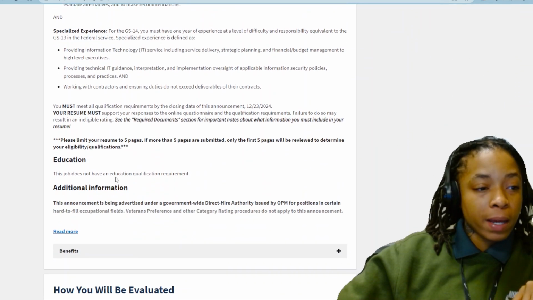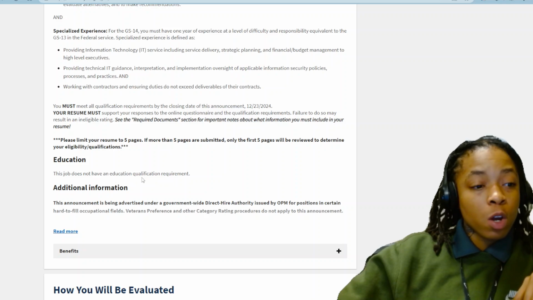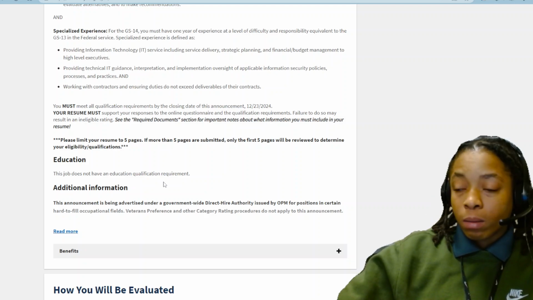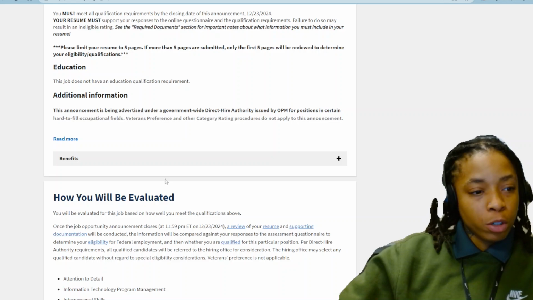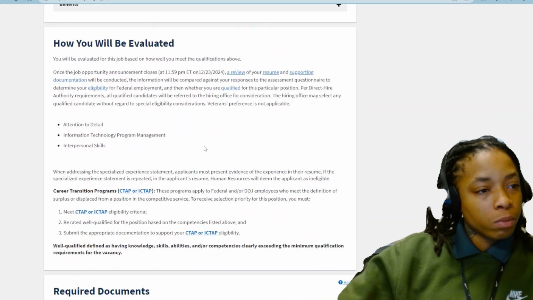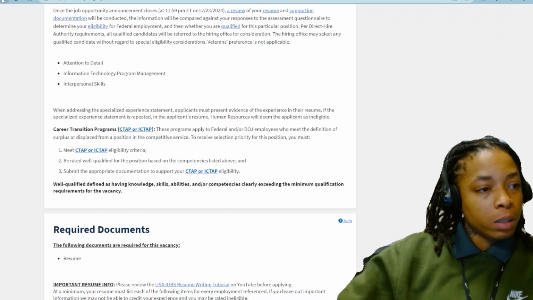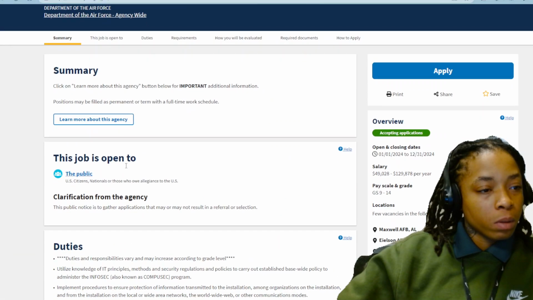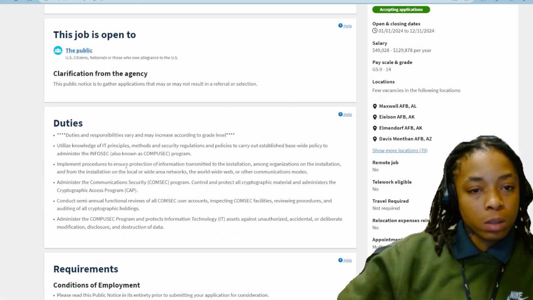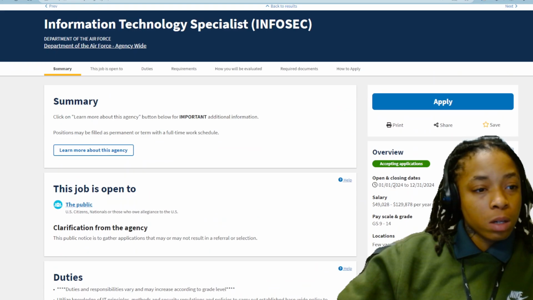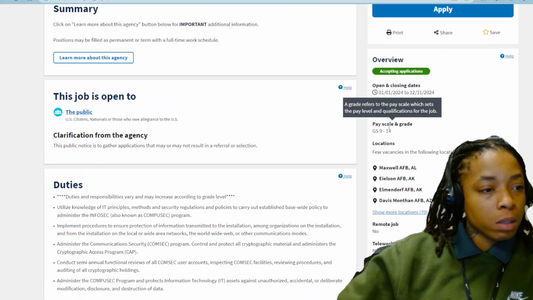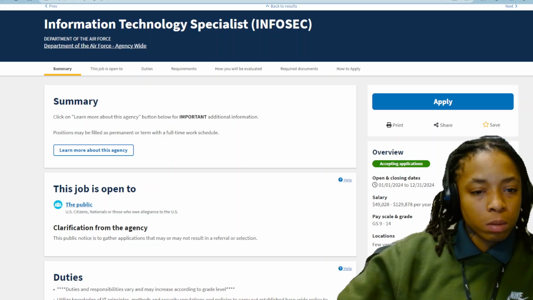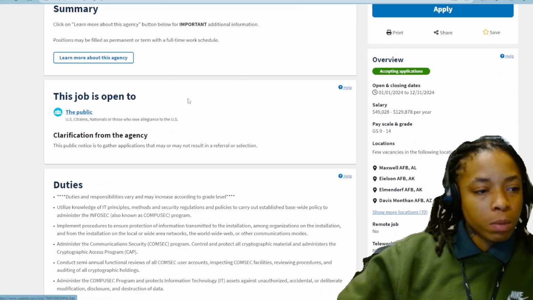Education: this job does not have any education qualification requirements. Because, like I told y'all, most of the time it's a high school diploma. And this is where you would go. They got different ones. Look, this one has various locations. Which department is this? Which one did I click on? Okay, Department of the Air Force.